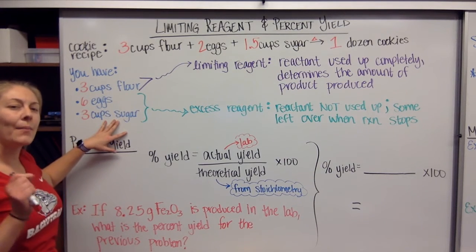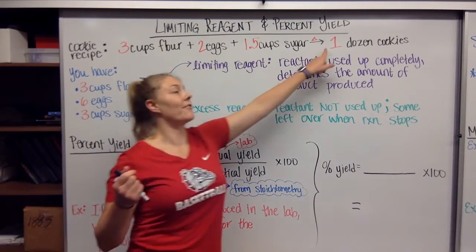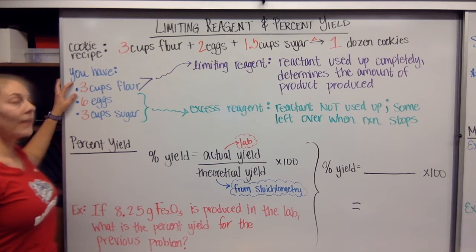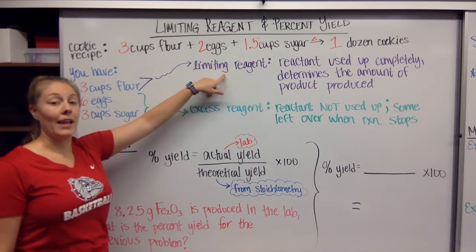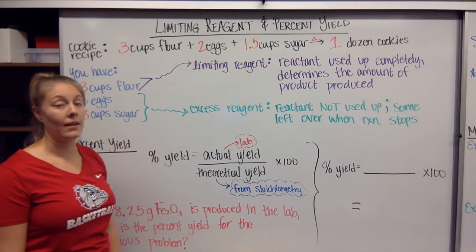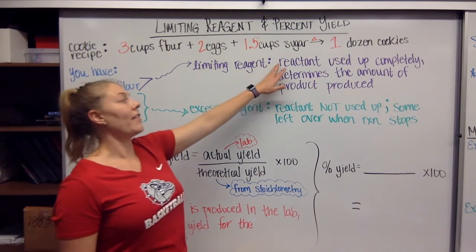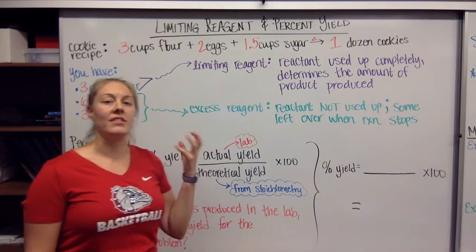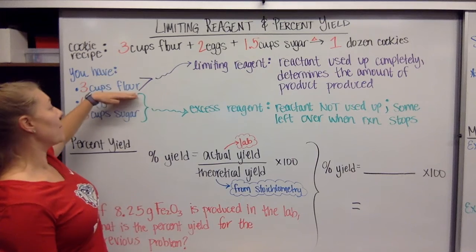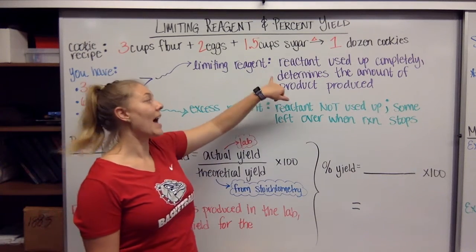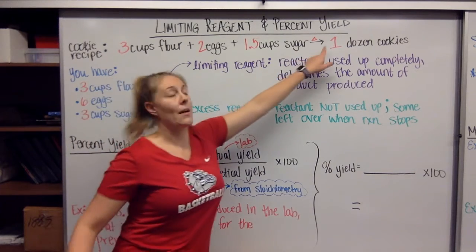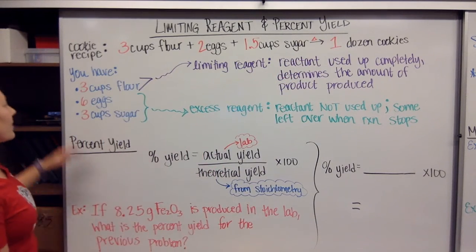So what is limiting us in how many dozens of cookies we can make? What's limiting us is that we only have 3 cups of flour. So that 3 cups of flour is our limiting reagent. That's the one that's limiting how many dozen cookies we can actually make. So what we call this is it's the reactant that is used up completely. Once we make 1 dozen cookies, all those 3 cups of flour are going to be used up completely. And that actually determines the amount of product we can produce. We don't have more than 3 cups of flour, so we can't make more than 1 dozen cookies.